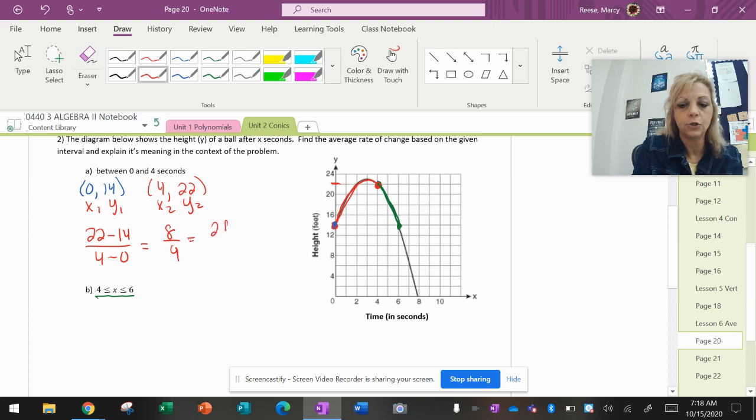And I get 2 feet. Now watch how I'm writing this. Once I subtract, right, I get 2 feet per 1 second. Now how do I know that? Because this up here is the change in y, right? So the change in y is your height. The change in x is your time, and it's in seconds.